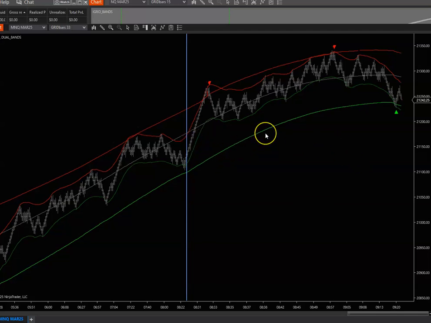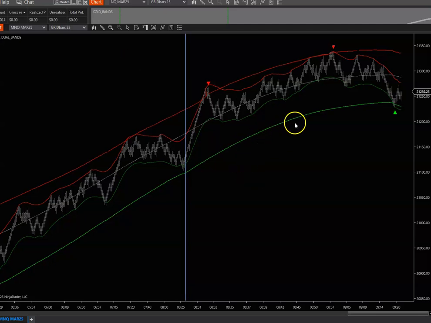So with the dual bands, I'm using grid bars. I could use grid Renko. I could use range bars, volume bars, tick bars. I could use time-based charts. I could use Ninja Renko, Unirenko, Joe Schmo's Renko. It doesn't make any difference. The bands don't care what kind of bar you use.